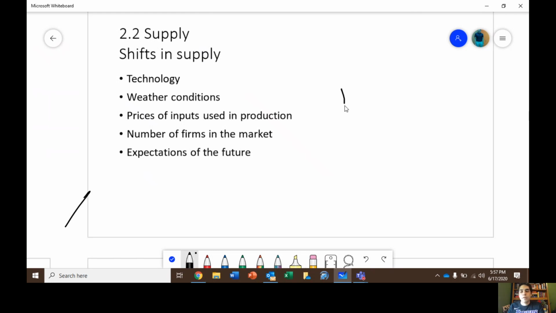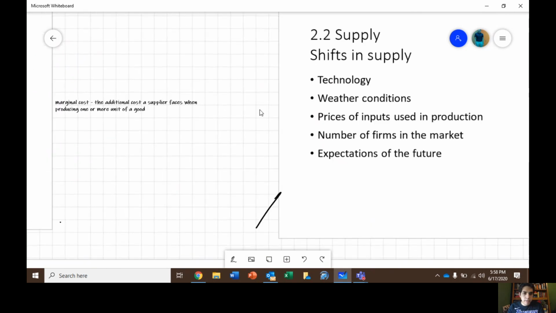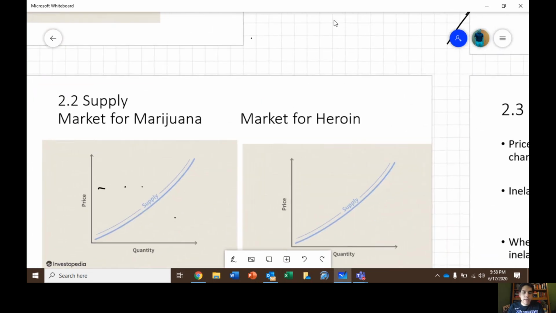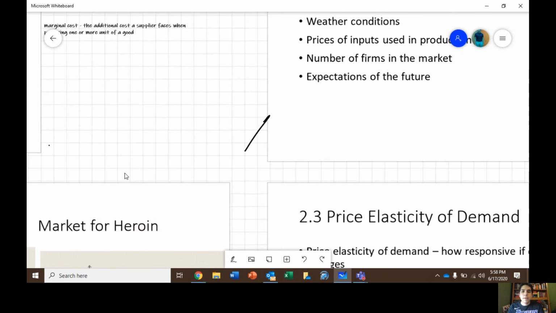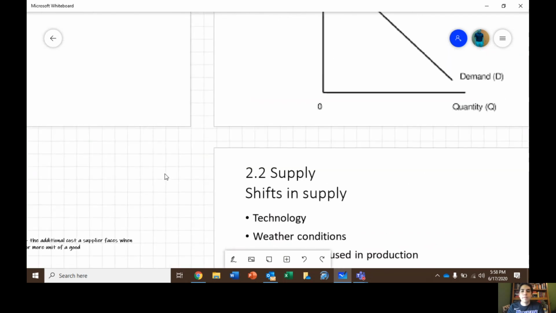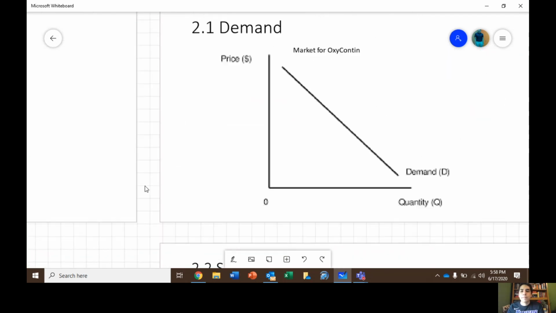So first of all, let's go ahead and draw a graph. Or can we just use the demand graph here? We're going to learn about the difference between quantity supplied and quantity demanded. I'm just going to leave this here. So let's go up here.